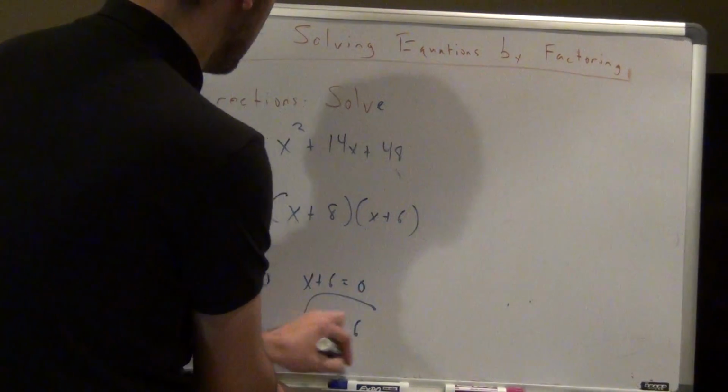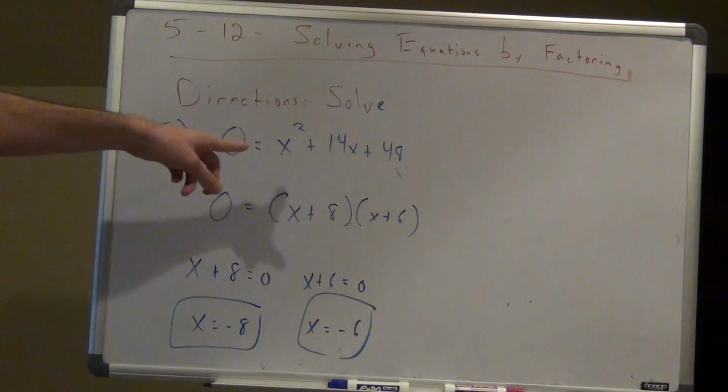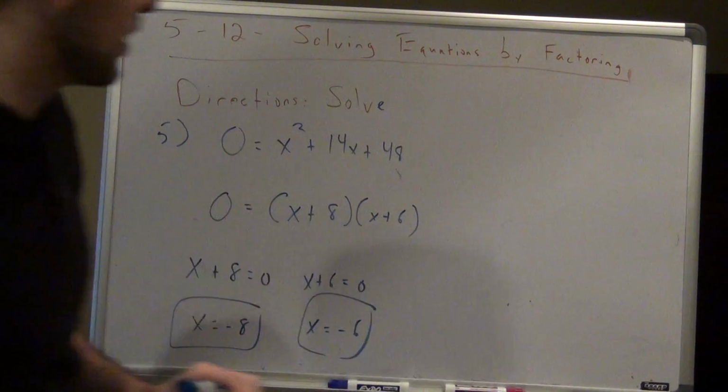And if I plug in negative 8 or negative 6 into my number 5, I will get the answer of 0. And that's the whole thing. You're trying to find out where this equation is going to equal 0. It equals 0 at negative 8 and negative 6. All right, not too bad so far. All right, we're halfway done. Let's jump to number 6.